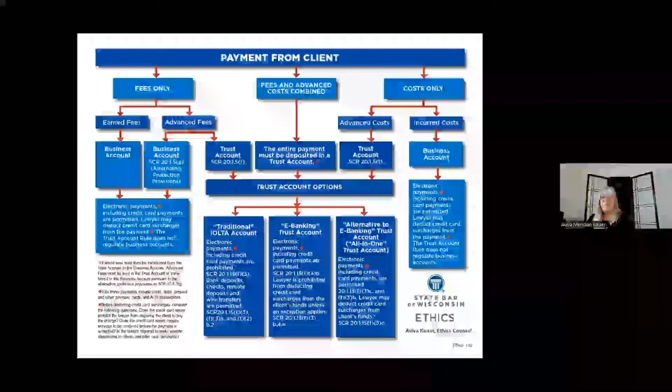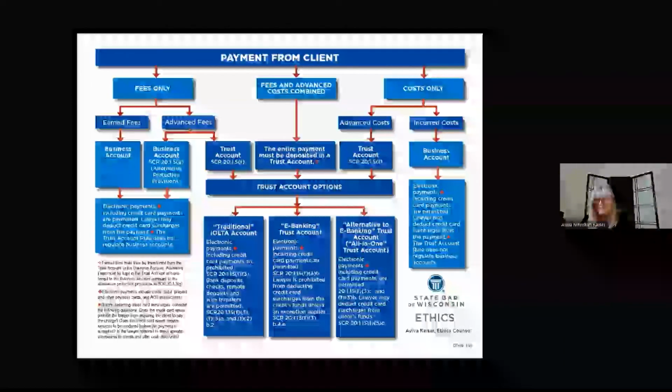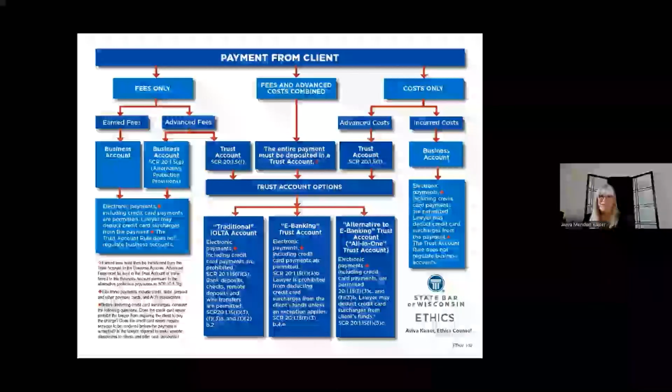Another example: what if we have a combination payment of earned fees and advanced fees that are not subject to that alternative protection of 1.5G? Again, that must be deposited into a trust account. Why? Because advanced fees that are not subject to those alternative protection provisions in 1.5G must be deposited into a trust account. Again, the earned fees must be transferred, because they're earned, to the business or operating account. Thank you, Aviva.